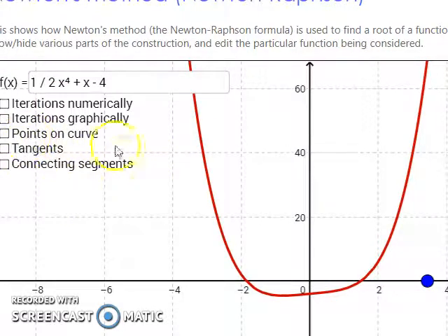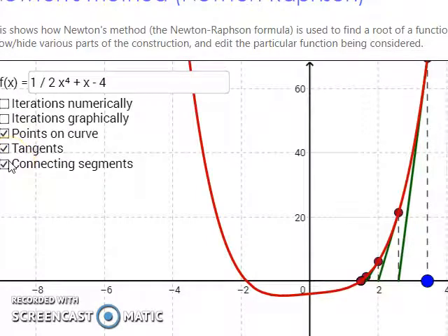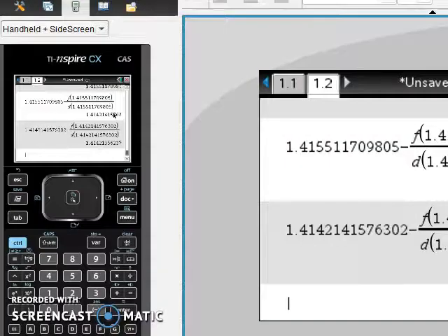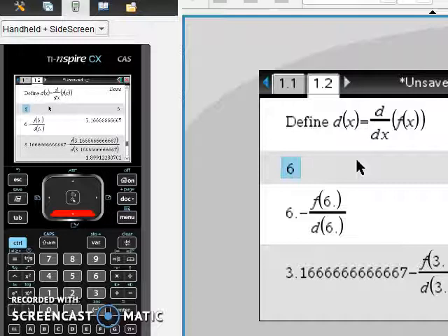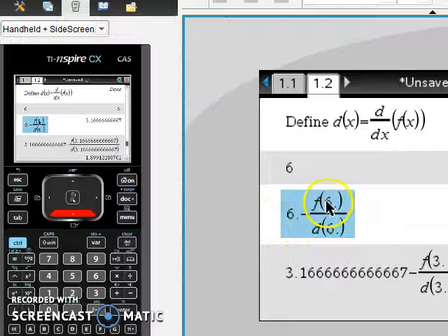Alright. So again, we'll just show it visually, alright? So points on a curve, tangents, create your tangents, yeah? And the values get closer and closer to the x-intercept. Again, just to reiterate, all you guys are going to do is this. Type in your first guess, call it answer, and do answer minus f of answer divided by derivative of answer. Is that pretty easy? Okay.